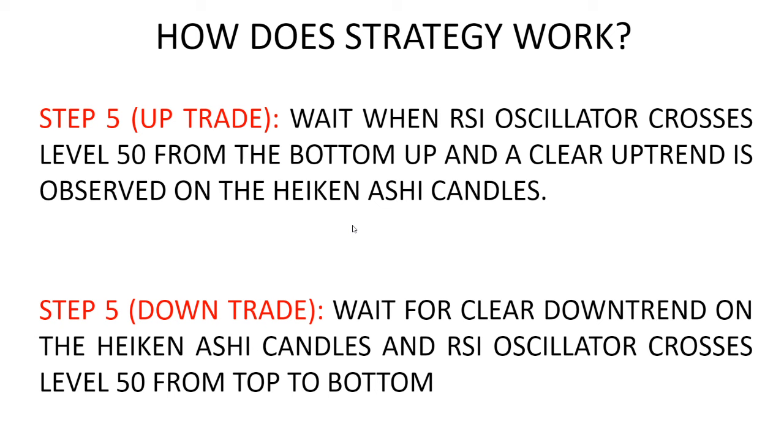Also, how does this strategy work? So step 5. Whenever we are entering an up trade, so a buy trade, so for price increase, we wait for when the RSI oscillator crosses the level 50 from the bottom up. And of course, I'll show you this in just a second. From the bottom up, and a clear uptrend is observed on the Heikin-Ashi candles. Whenever we are looking at a trade to the downside, so for price decrease, we wait for a clear downtrend on the Heikin-Ashi candles, and the RSI oscillator crosses level 50 from top to bottom.